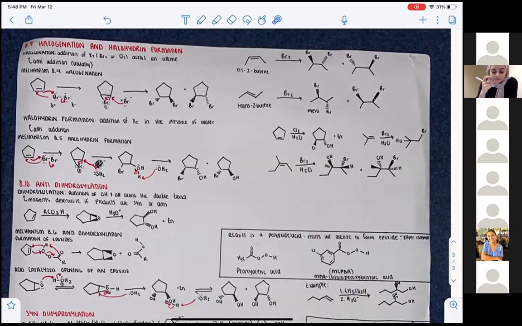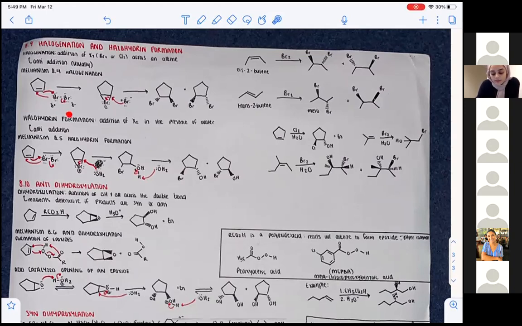So here we have halogenation and halohydrin formation. Halogenation is the addition of X2, and that includes Br2 and Cl2, across an alkene. It doesn't include iodine for some reason. I don't remember why. Then this is going to happen with anti-addition. And then the book talks about an exception that I'm not sure if you guys need to know in that much detail, but it does talk about an exception.